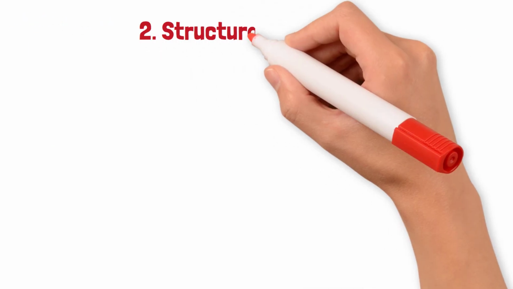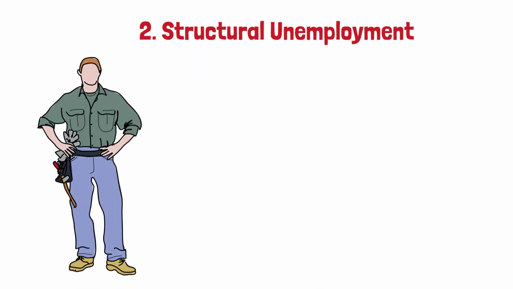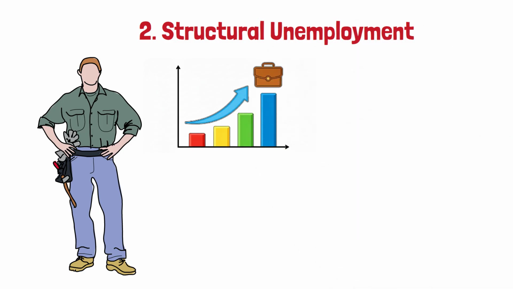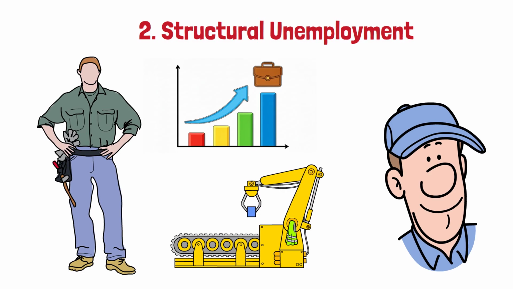2. Structural unemployment. This happens when workers' skills don't match what the job market needs. Example: a factory worker loses their job because machines replaced manual labor. Problem: their skills are outdated. Training and reskilling are needed.